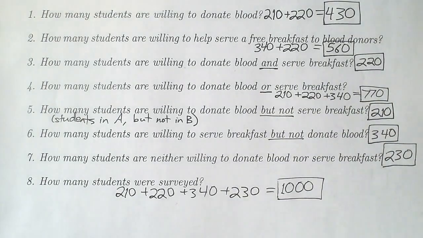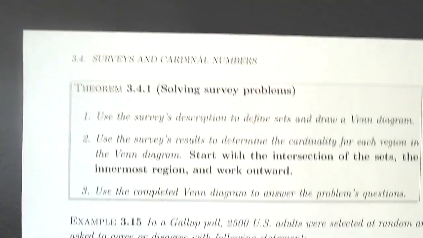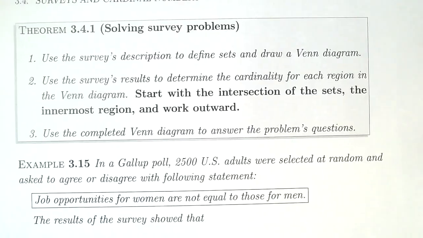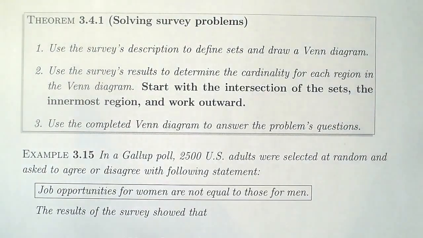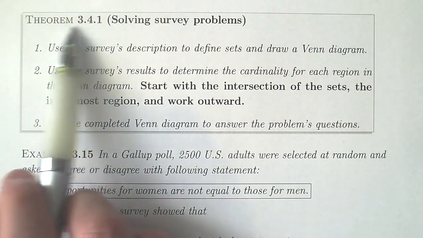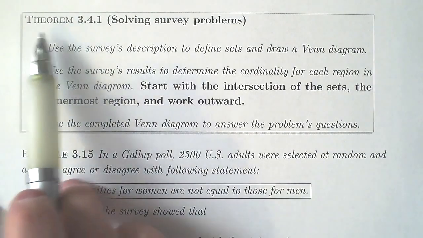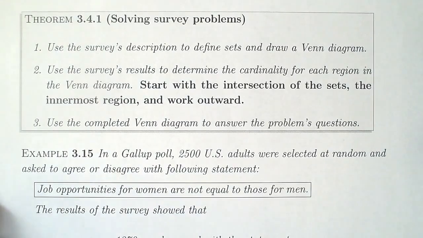All right, so let's move on to the next page. And the next page starts with a box here we need to look at. It's called a theorem. I don't know if theorem is really the best word for it. It's really a 3-step strategy, and it's a strategy for solving survey problems.